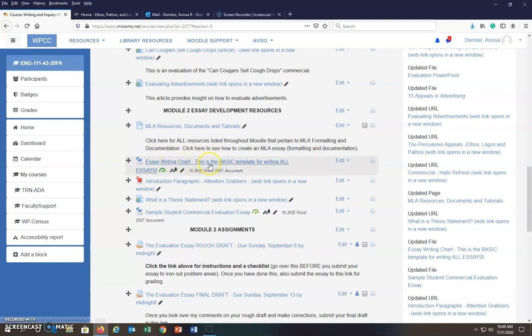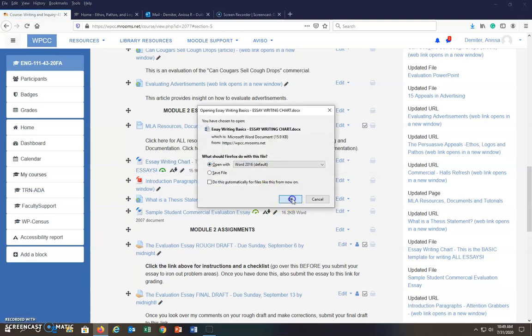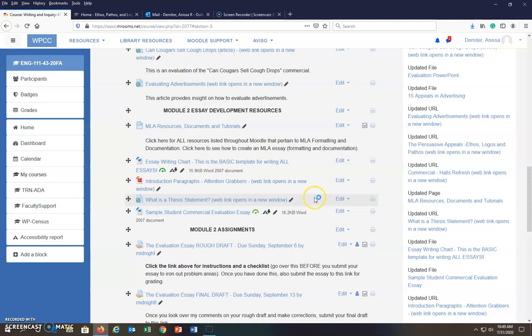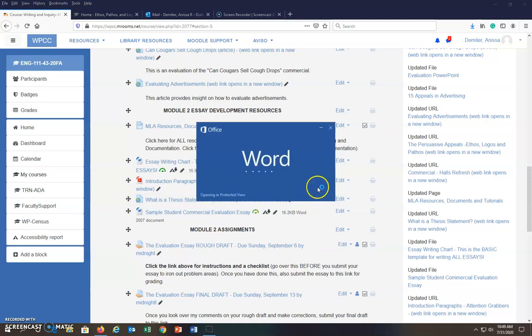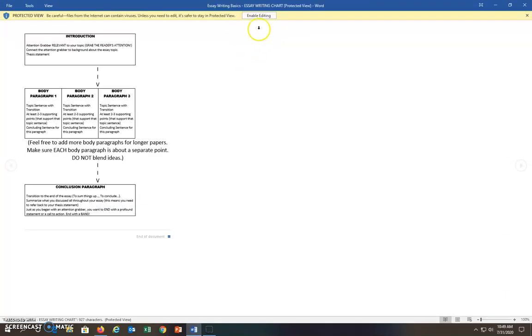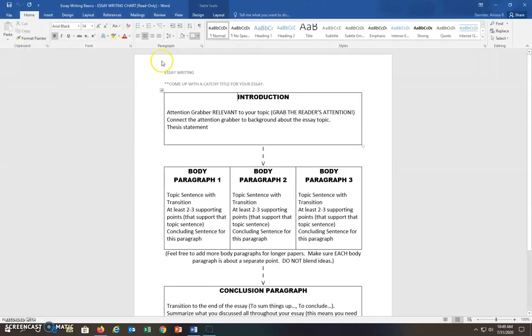Essay writing chart, this is the basic template for all essays. So if you click on this and open that one up, it's going to give you basically that same graphic organizer that you had in Module 1. So just keep this in mind when you are planning out and organizing your evaluation essay. You could certainly use this to help with pre-writing or brainstorming.